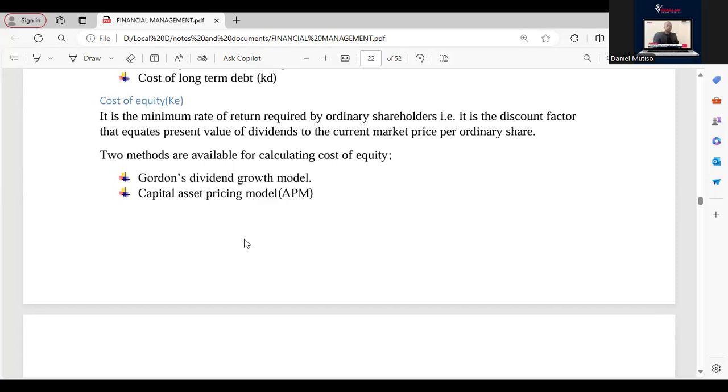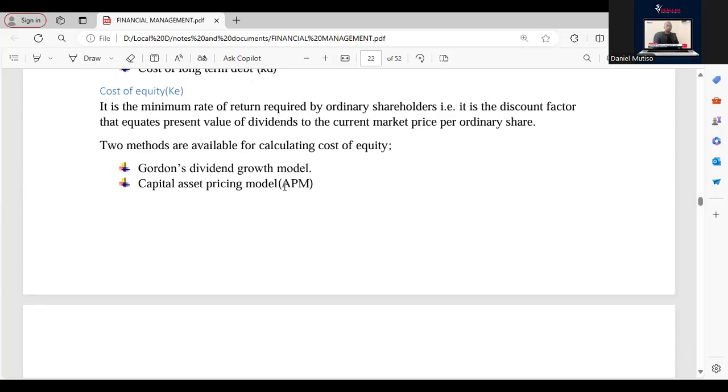When you go to the advanced level, we are going to be criticizing the CAPM. I can see here we have our CAPM. It's not APM; when typing, we forgot to put the C there. So it should be CAPM.